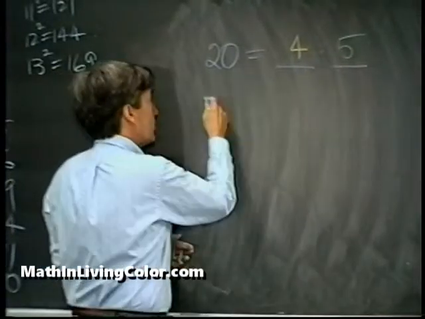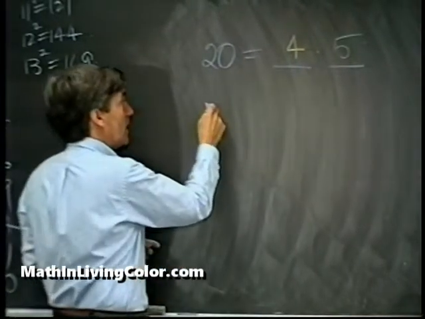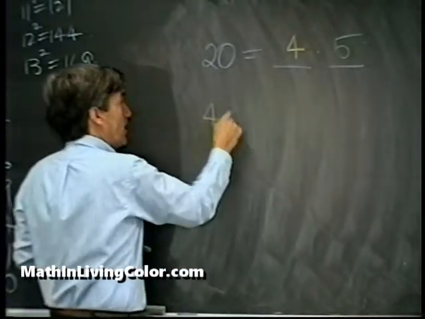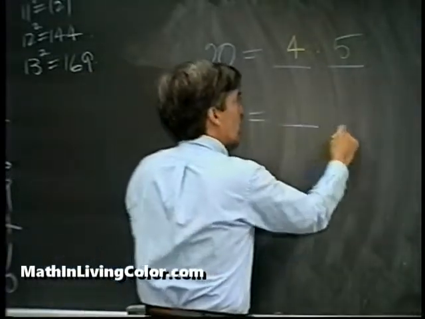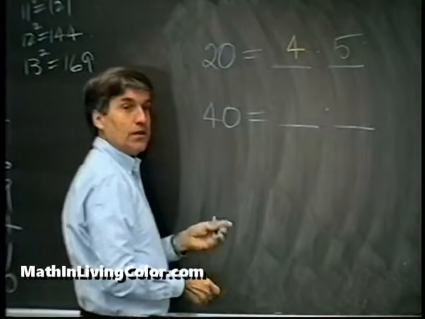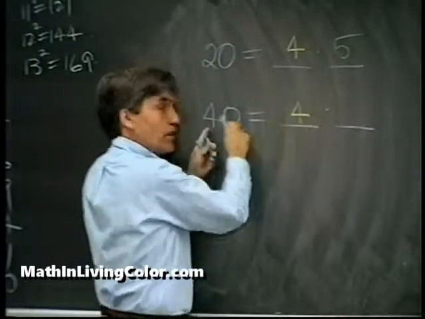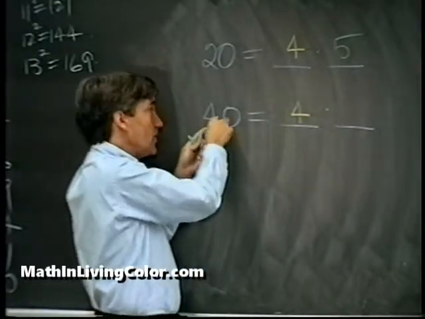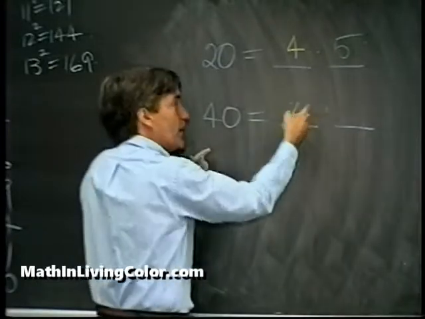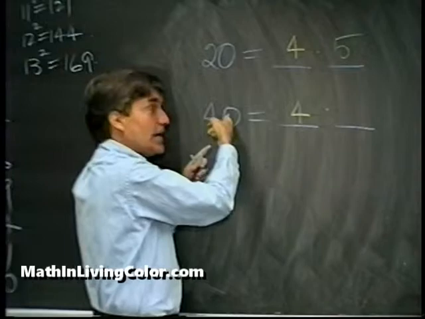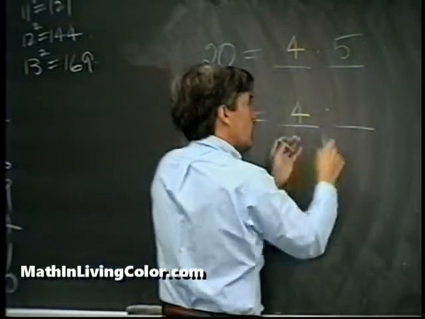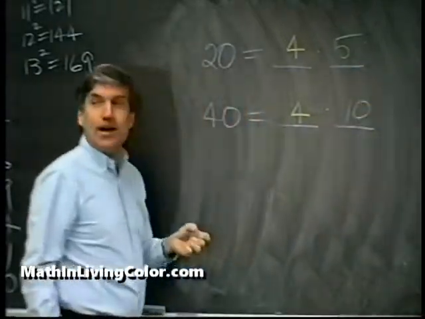Let me give you another one. Suppose I gave you a number like 40. What would be the perfect square number? 4 is the perfect square number that goes into 40. And what other number would you have to have? 4 times what would give you 40? 10. Okay. Now, is there a way you can use your calculator to help you out with this?